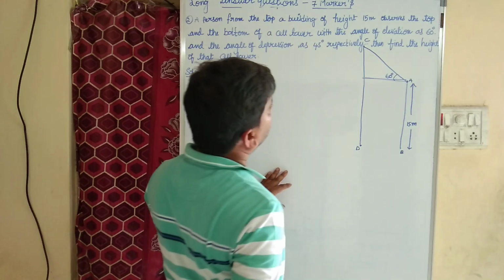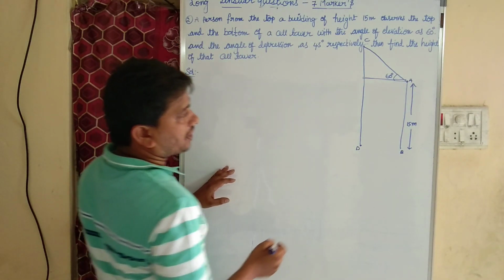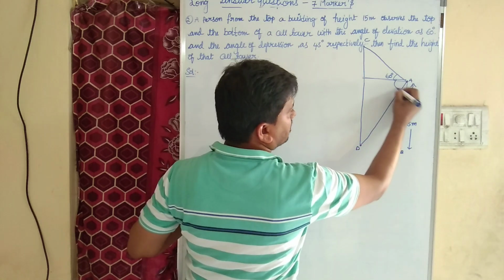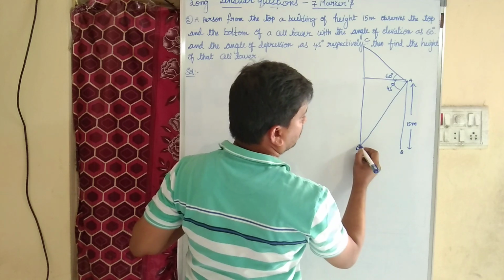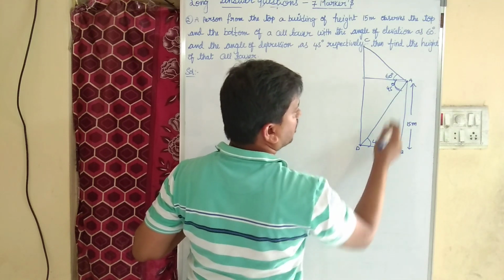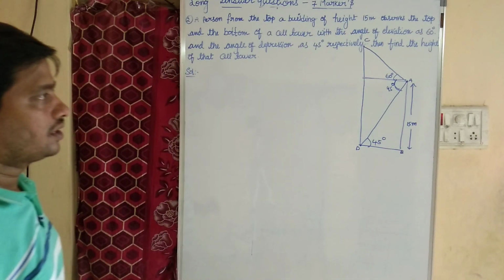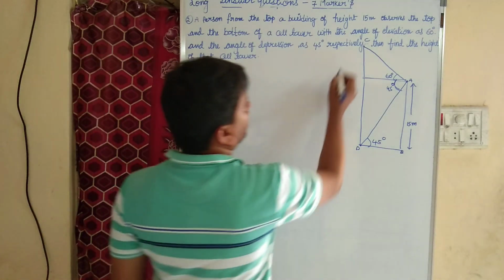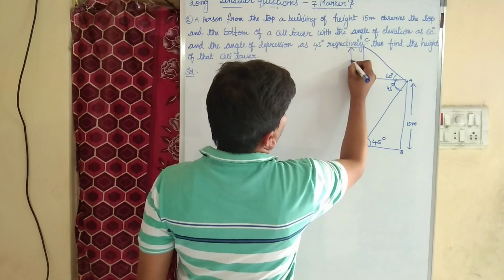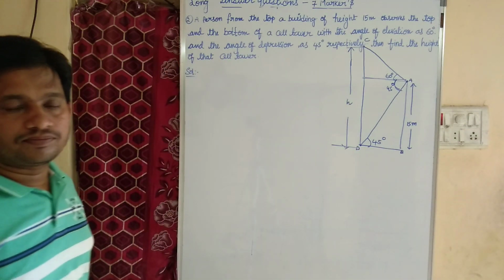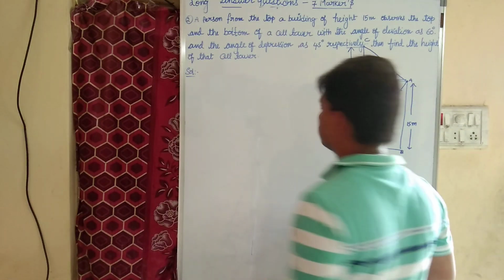60 degrees, and the angle of depression as 45 degrees. Angle of depression is 45 degrees. Children, if it is 45 degrees, this is also 45 degrees because they both are alternate angles. Is it clear? Then find the height of the cell tower. They are asking to find the height of the cell tower. Did you understand the question, children? How to draw the diagram?